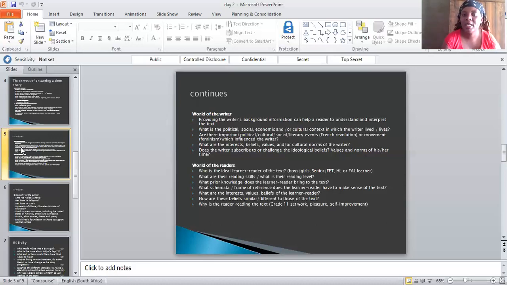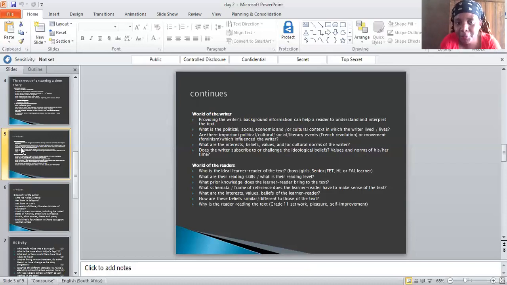Okay, the knowledge. What knowledge, prior knowledge, does the learner reader bring to the text? The knowledge that you have when attempting a text. Are you relating? Or is it challenging enough? Or is it different from what you have? Do you have knowledge of what you read? And if you've got knowledge similar to that of a story, you'll be able to understand every context in that short story. Now, the schemata or frame of reference.